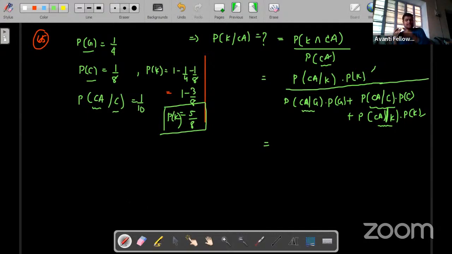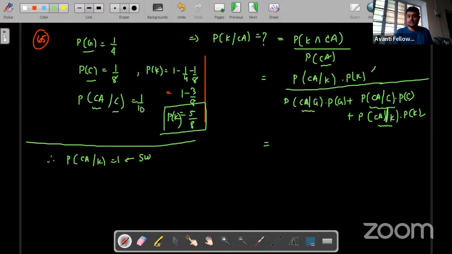If he knows the answer and he has answered it correctly, logically this is a sure event. If he knows the answer and he corrected it, simply that means it is 100% going to be true. That means the probability of a correct answer given that he knows the answer will be equal to 1. Why? Because this is a sure event. This is clearly logical, right?